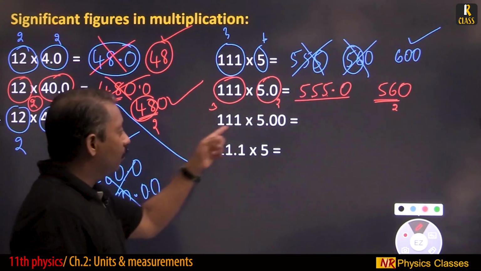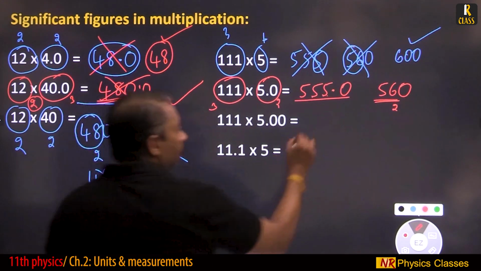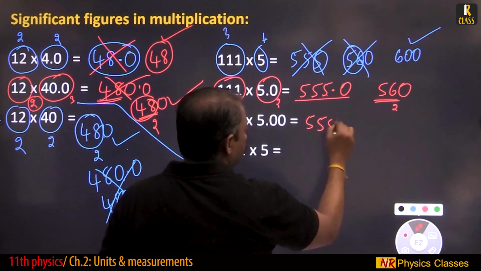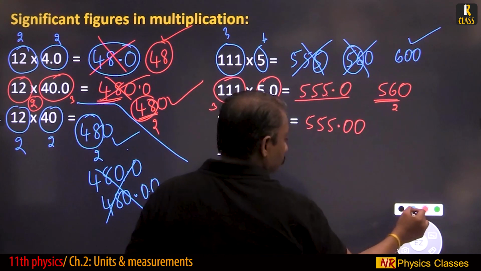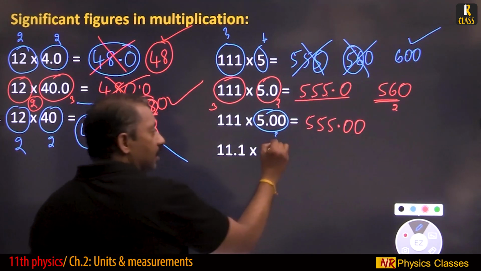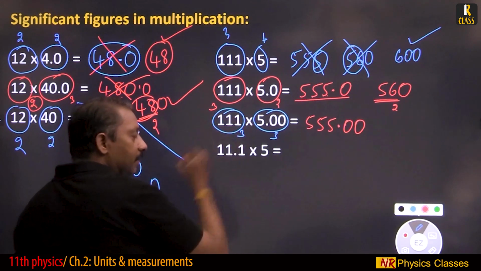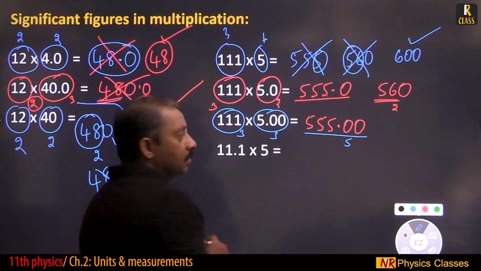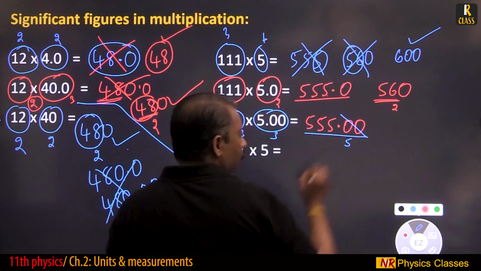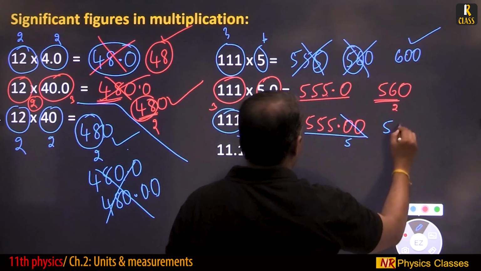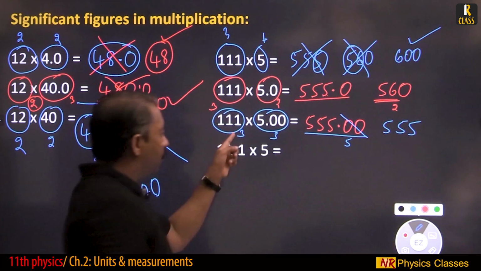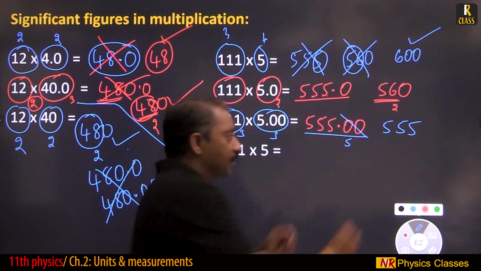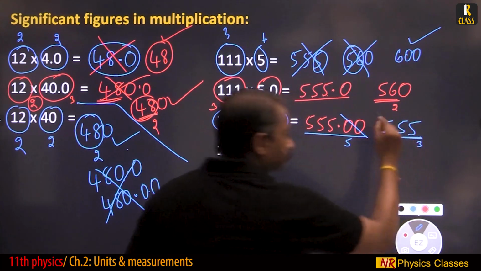Come to this, 111 times 5.00. 3 significant figures, 3 significant figures. This has 5 significant figures. So drop these two, just write 555. 3, 3. This also has 3 significant figures.